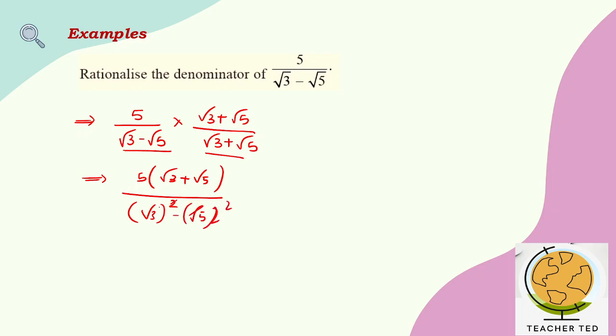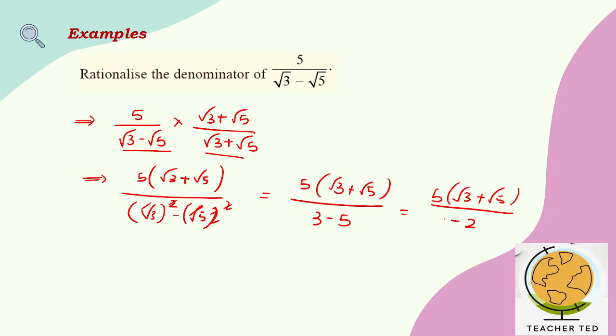Square and square get cancelled, the denominator becomes 3 minus 5. So 5 into root 3 plus root 5 whole divided by 3 minus 5, that is 5 into root 3 plus root 5 whole divided by minus 2. You can take the minus sign to the numerator. So minus 5 by 2 into root 3 plus root 5 is the answer for this.